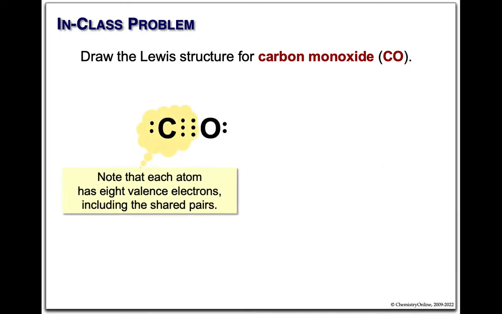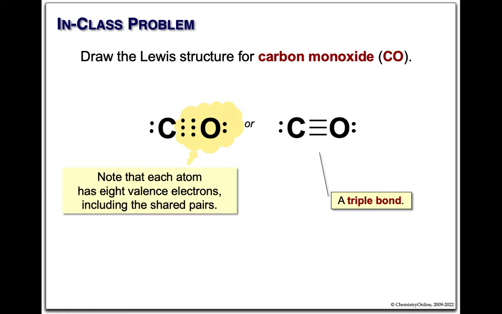The carbon has 8 electrons, and so does the oxygen. Another example of a triple covalent bond. Each one has 3. We have 3 covalent bonds, each one with 2 electrons. Any questions?